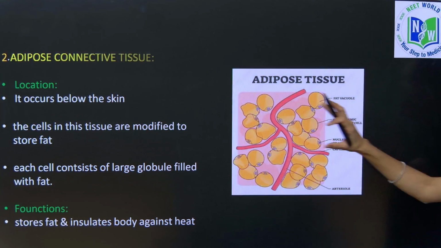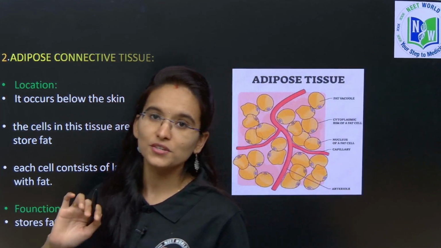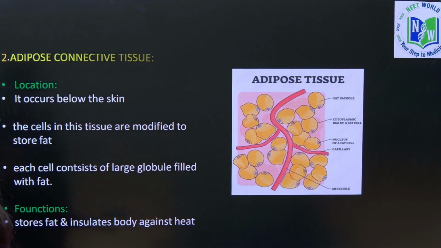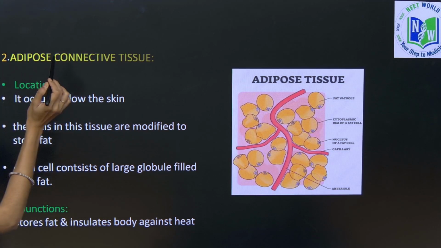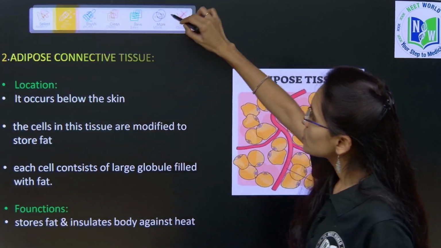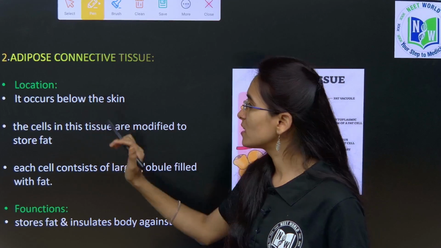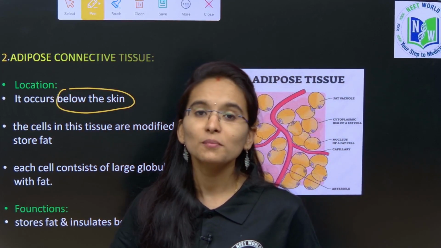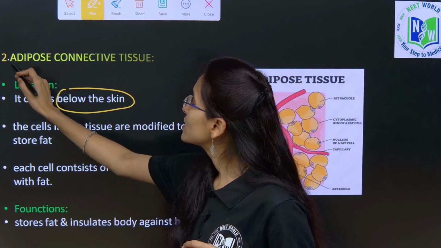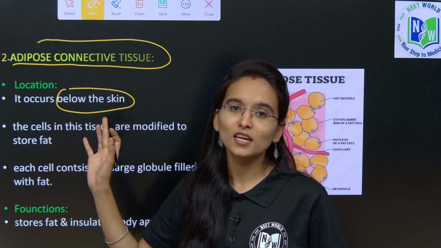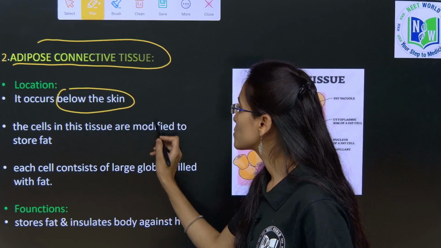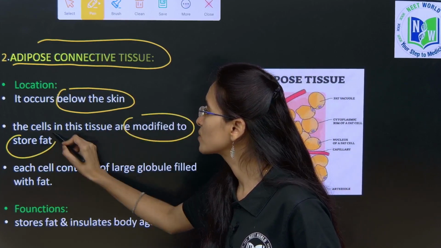Yes. Next, coming towards the adipose connective tissue. It is also classified under the loose connective tissue. Yes, children. So the adipose connective tissue, if we see the location, is present below the skin. Where can we find this type of tissue, children? We can find this type of tissue below the skin. Okay, and the cells in this tissue are modified to store the fat.